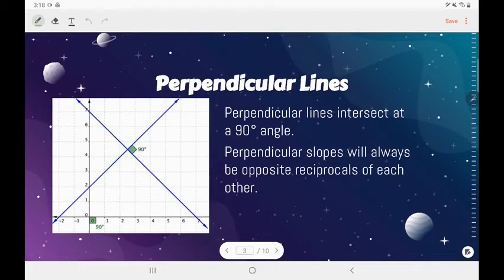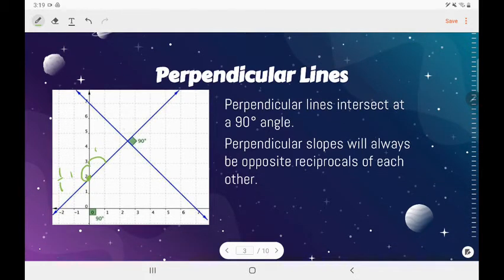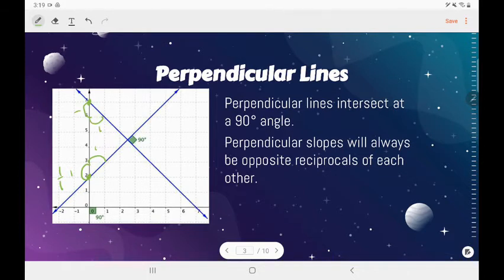Notice my perpendicular lines. Now, what is the slope of this line? So I've got an increase of 1 and a run of 1. So 1 over 1. My perpendicular line is down 1 and over 1. So 1 over 1 and negative 1 over 1.